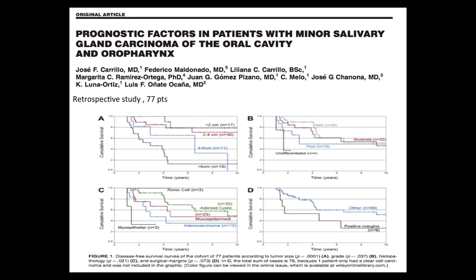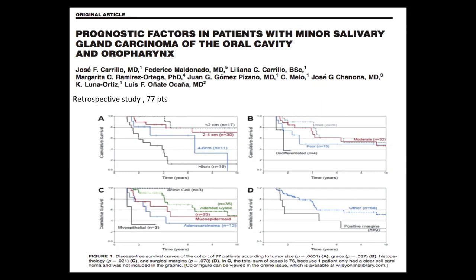The TNM classification for minor salivary gland is on the lines of oral cavity, so less than 2, 2 to 4, or more than 4 centimeters. But if you see here, they've split the tumor sizes into less than 2, 2 to 4, 4 to 6, or more than 6 centimeters. And they found that DFS is poorer for tumors which are more than 6 centimeters.